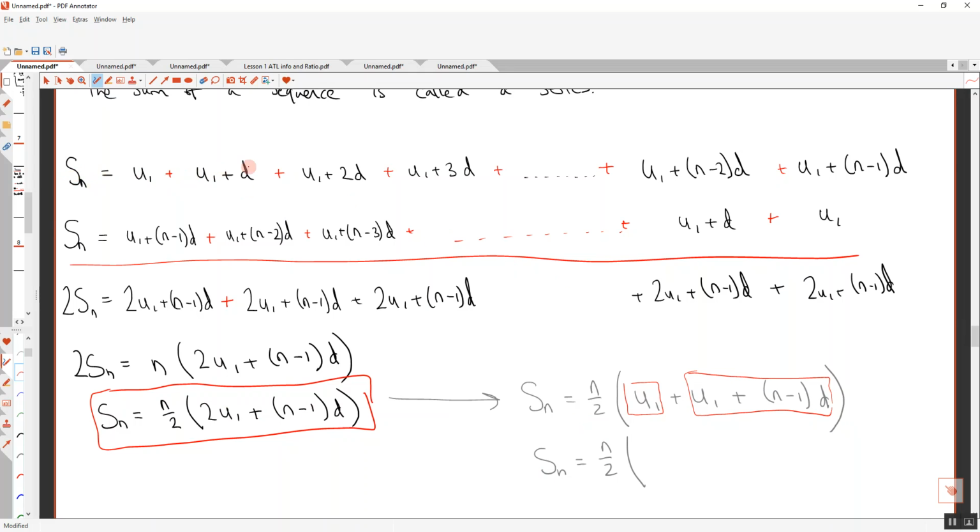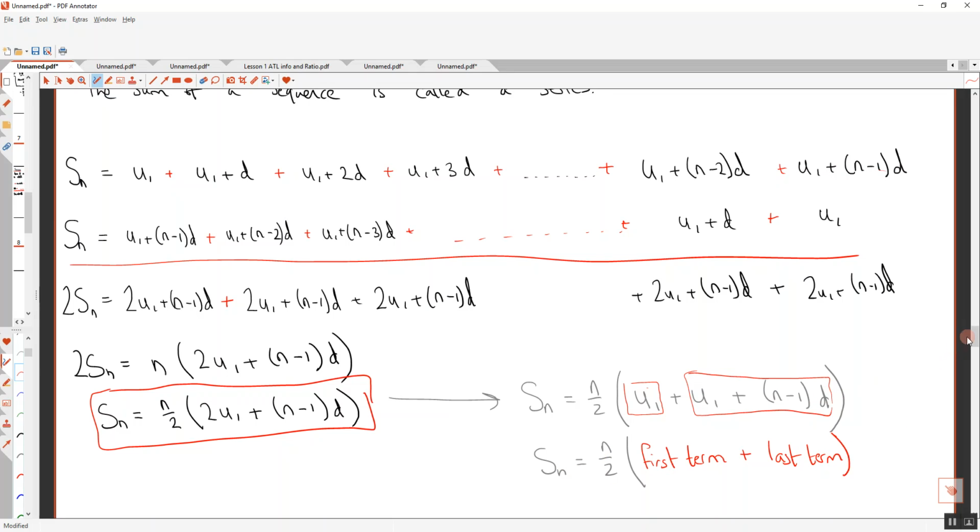If you have a look up at this line here, or seeing the sum all written out in full. So what do we notice about this bit and this whole bit? What is this part? The first term. What is this part? Yeah, the last term, right. Okay, it's the very, very last term. So I can also work out the formula by doing n over 2 multiplied by the first term plus the last term.